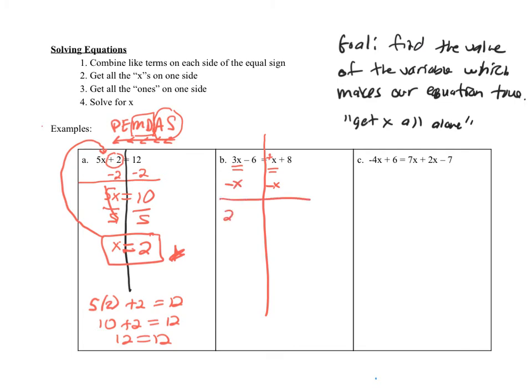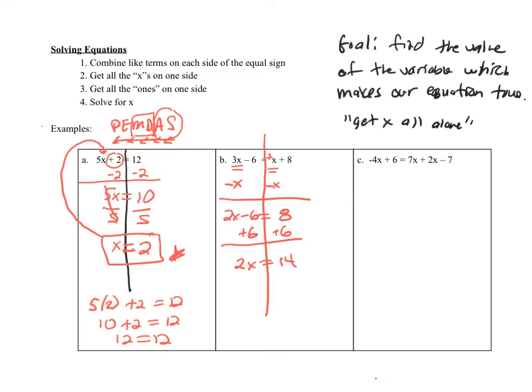3x minus x would be 2x. And on the right-hand side, that positive x and the subtract x would cancel each other out. Now I'm in the same position I was in example A, where I will get rid of addition or subtraction first. So I'm going to get rid of the minus or subtracting 6 by adding 6 to both sides.